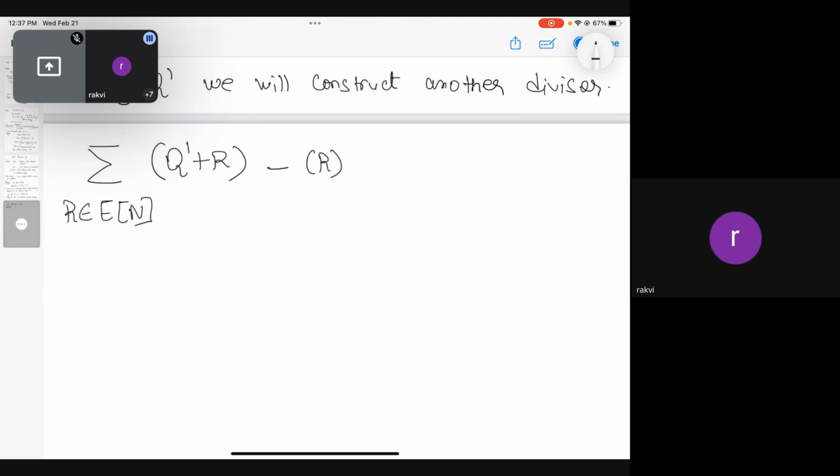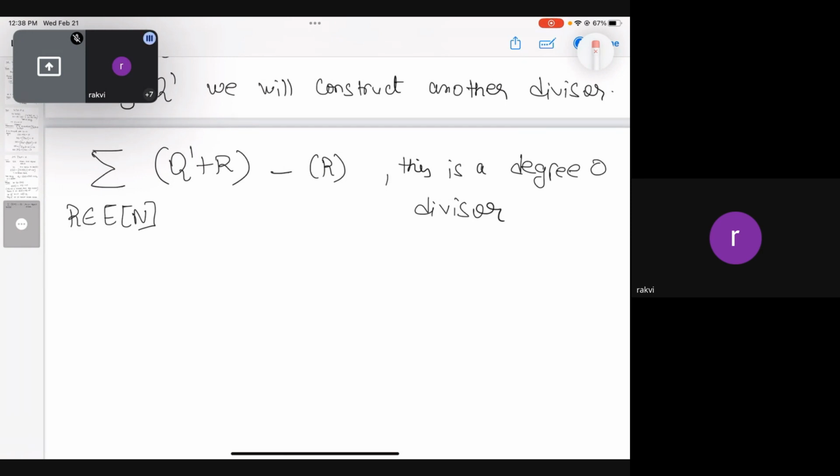And now this is a degree 0 divisor, right? Because for each r, what is the sum of coefficients? 0. So if you add it for each r, all the coefficients will add up to 0. So this is a degree 0 divisor. But is it a principal divisor? So for that, we literally need to add all the points to see what we get.